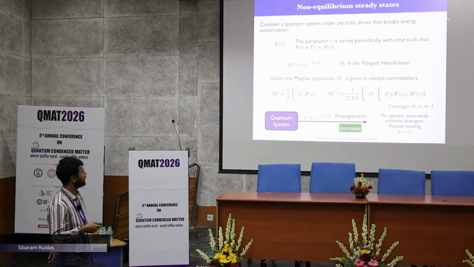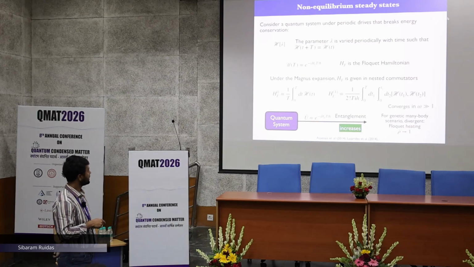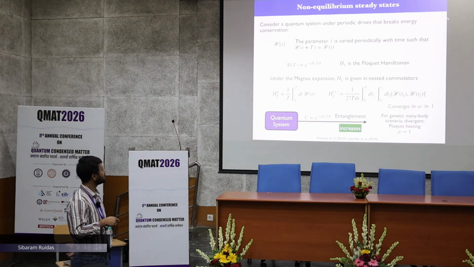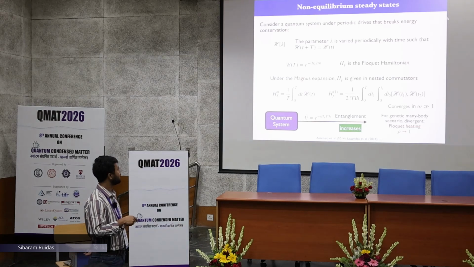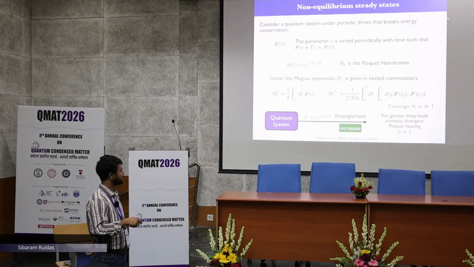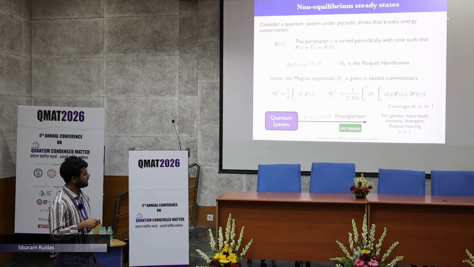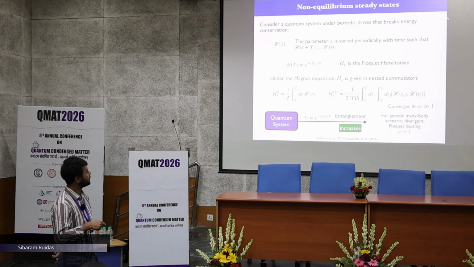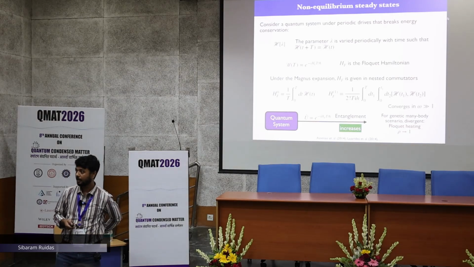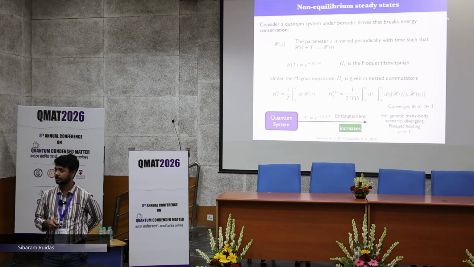But in some cases you can get an approximation, which is given by this Magnus expansion, and it turns out that you can get some orders of this Hamiltonian. For example, the first order is given by this integral, the next order is given by these nested commutators, and so on. And it turns out that in the large frequency regime, there is a summation which actually converges, and in that case you can get some emergent symmetries.